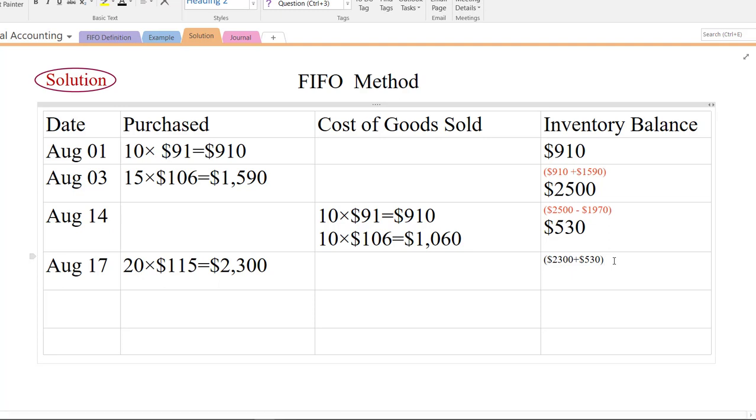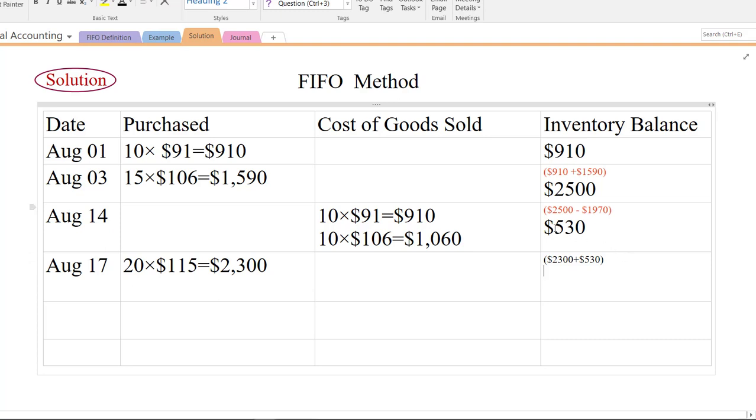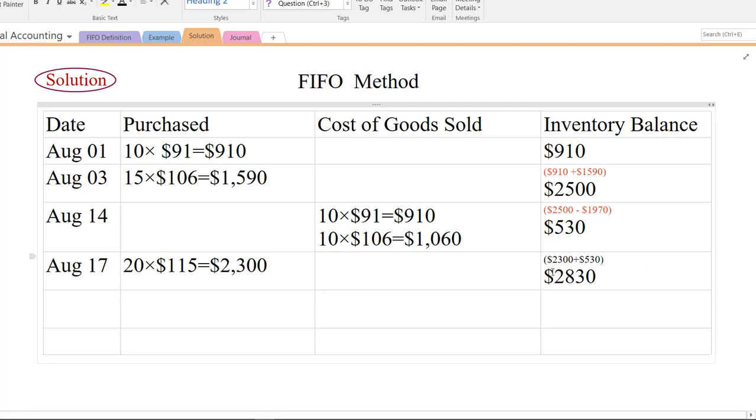I'm going to add it here, students, so that you also can do it. 2,300 plus 530 is equal to how much? It's equal to 2,830, right? 2,830. It means the total inventory balance till 17th August is 2,830. This is the total inventory available on hand, or the total inventory which is available in the stock of the business or the organization.